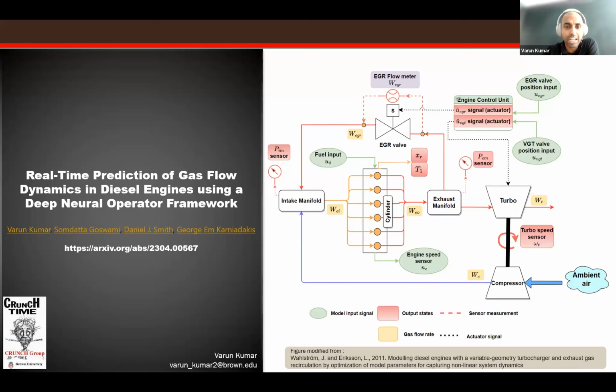In this part of the talk, I'll be discussing how we use a deep net to predict the output gas flow states. We are dealing with the same problem setup in terms of the data. The only difference here is that we are using a deep net to predict the output states. This work is again in collaboration with Somdatta, Daniel, and Professor Karniadakis.